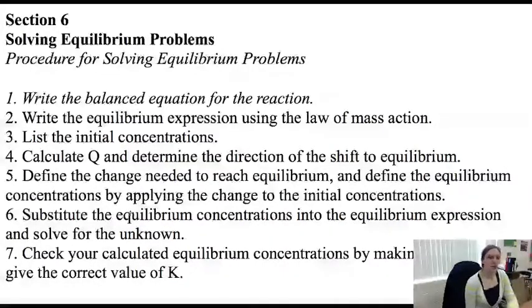And then you need to define the change needed to reach equilibrium. So that's the C in your ICE table. We did the I earlier. Now we did which way it's going, positive or negative. Then we did the C. And then we need to substitute your equilibrium concentrations into your expression and solve for your unknown. So that's going to be that E part there. And then you can check your equilibrium concentrations and make sure that they give you the right K value, because you already know your K value for the most part on all of these problems.